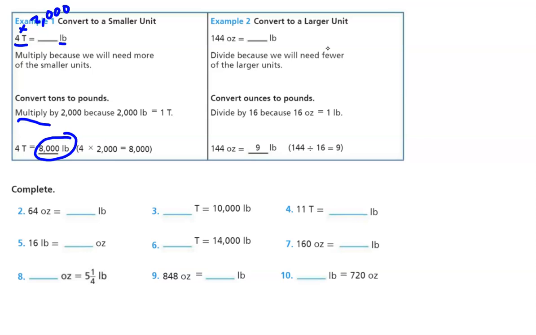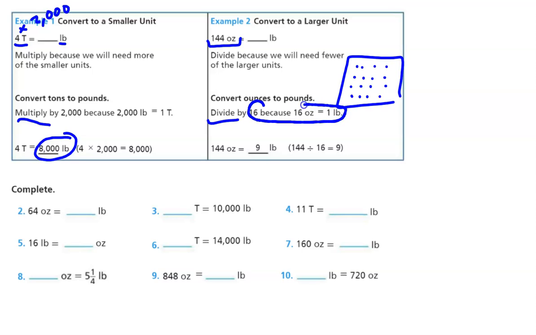So for example, if I told you that I had 144 ounces of something and I wanted to figure out how many pounds that is, imagine that you need 16 little ounces to create 1 pound, that means that you're going to end up dividing. So I'm going to take my 144 ounces, I'm going to divide it by 16 because there are 16 ounces in a pound, and that helped me figure out that that's 9 pounds altogether. So let's do some examples together.